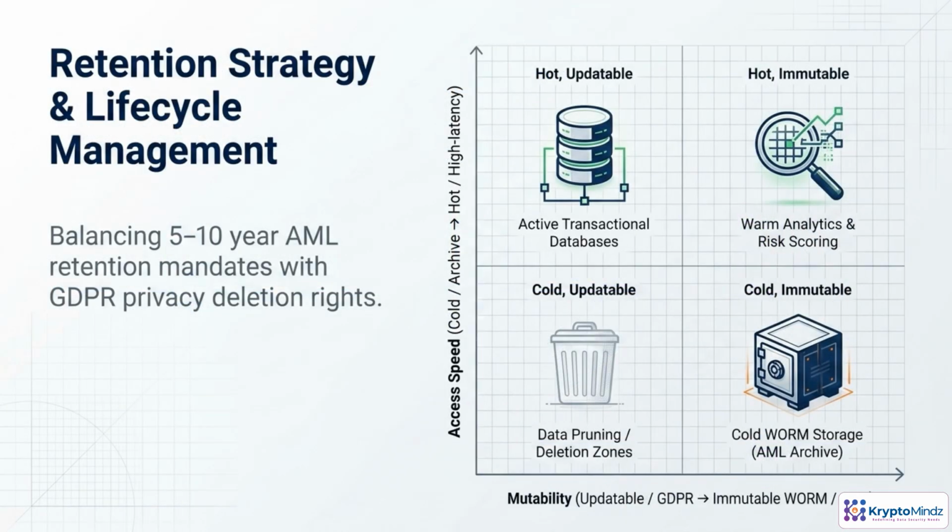Retention strategy is really about placing each data type in the right quadrant of speed and mutability. Hot, updatable data is your live onboarding and servicing view. You optimize it for queries and frequent changes, not long-term history. Hot, immutable data feeds analytics and risk scoring. Events are append only so models and decisions can be trusted. Cold, updatable zones are where you soft delete or anonymize to satisfy GDPR and data minimization. Cold, immutable storage is your warm AML archive, built to prove nothing was altered years later.